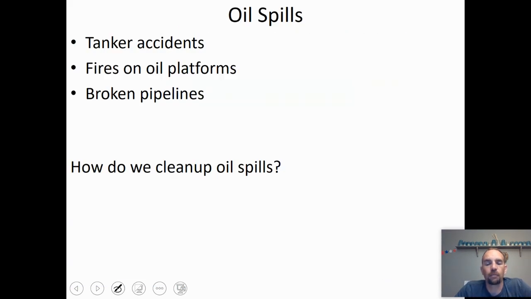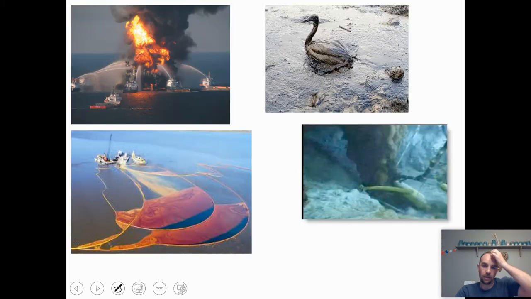Okay, oil spills, a massive detriment to the ecosystem. You can see here we have the BP oil spill down in the Gulf of Mexico. You had the Exxon Valdez that ran aground and leaked oil into our ocean systems, and that is detrimental to the bird population, also the fish, and that works its way throughout that food chain.